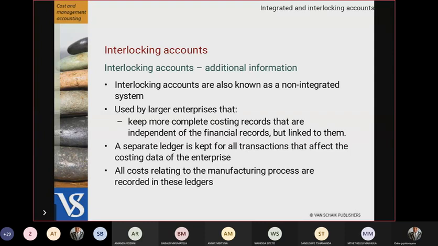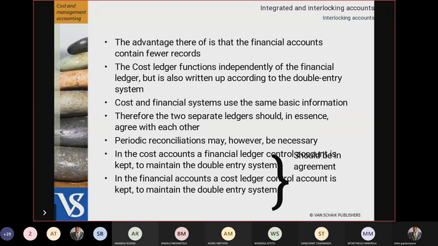That is the link we talked about, of having the financial control account in the cost accounts and the cost control account on the financial side. A separate ledger is kept for all transactions that affect the cost data of the enterprise. All costs related to the manufacturing process are recorded in this ledger. So that's the additional information, and they also provide some additional advantages. They say the advantage is that the financial accounts contain fewer records. The cost ledger functions independently of the financial ledger, but is also written up according to a double entry system.